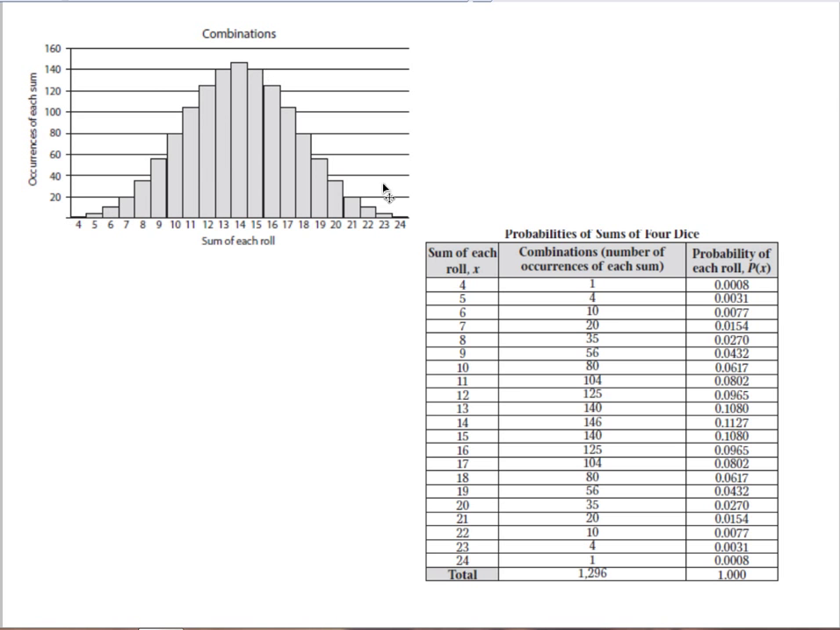So first of all, look at the histogram, right? Does that look familiar? Along the x-axis, he's recording the sum of each roll. And then out of the 1,296 times that he rolled it, the number of times that sum appeared is the y-axis number. In the table, he adds one more piece of information. He calculates the probability of each sum. So that's going to help us out with our next questions.